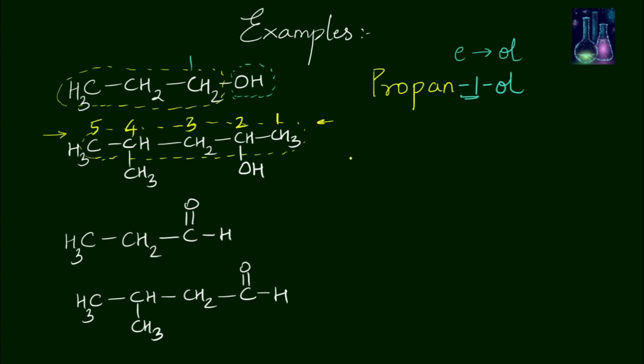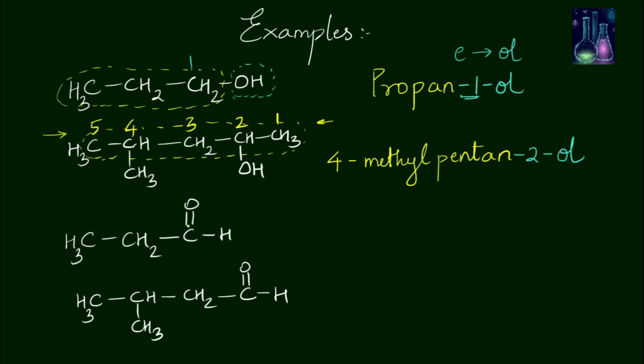The name of the molecule will be 4-methyl. Then we have 5 carbons, therefore it is pentane, but the E will be replaced by OL. Since it's an alcoholic functional group on the second position, I will write -2-OL. You have to indicate the position of the functional group before writing its name. Now let's see the next example.